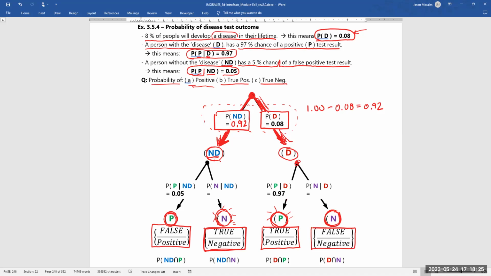So when you set up the tree diagram this way, then you can look at the branches between each of these nodes. If we look at the branch connecting no disease to positive, this would be the probability of being positive given you don't have the disease.